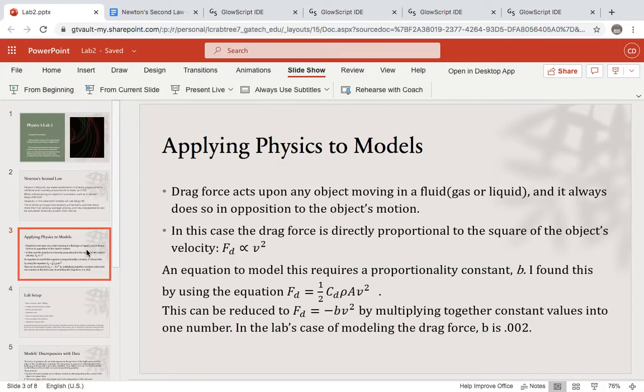Now, the second model applies drag force. Drag force acts upon any object moving in a fluid, in this case that is air, and it always does so in opposition to the object's motion. This drag force is directly proportional to the square of the object's velocity. The turbulent drag force can be calculated by this formula, which I reduced to this, and this coefficient b is 0.002 for the second model. For the first model, where the drag force is excluded, this b is equal to 0.